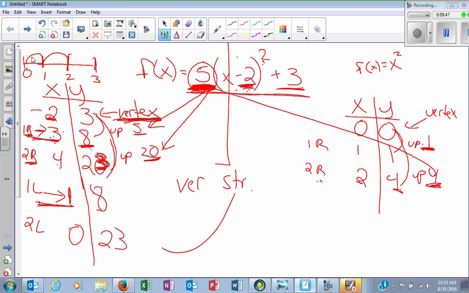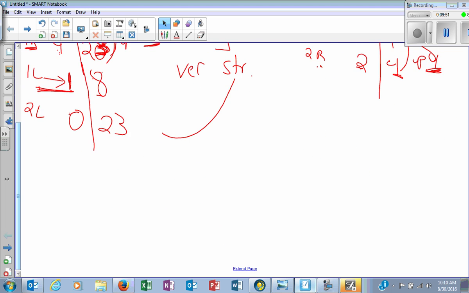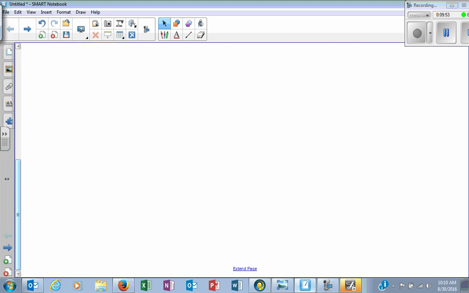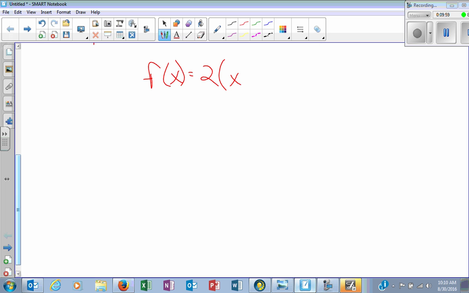So here's the way I would like you to graph something. Let's say we give this. If I ask you to graph f of x equals 2x plus 3 squared minus 1. If I ask you to graph it, the first thing I want you to think is, what do I know about this whole graph?